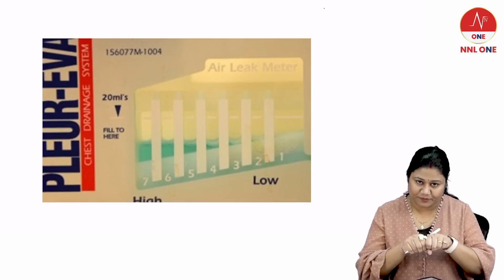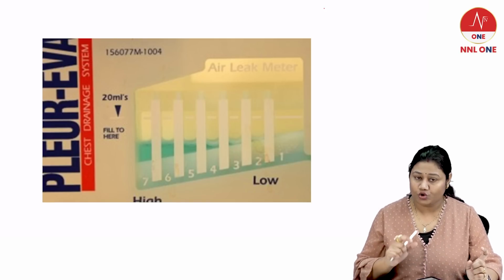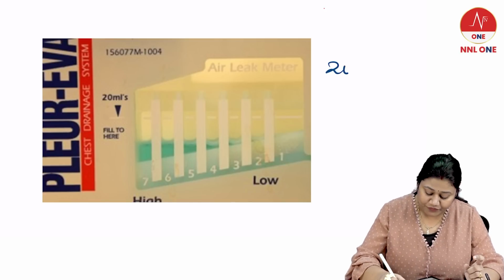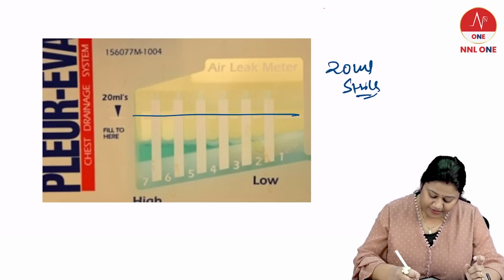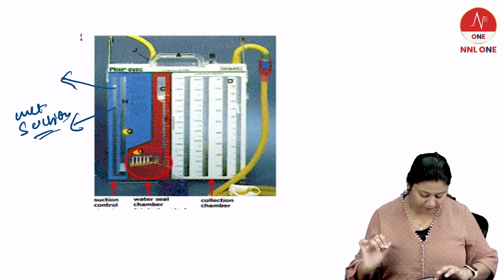Before using this chest tube catheter drainage system, before connecting this underwater seal drainage system with the patient's chest tube catheter, always make sure to prime this drainage bag. How will you prime it? There is an air leak monitor. You have to fill 20 ml of sterile water, which means that the tip should be 2 centimeter deep. It should be 2 centimeter, right? This you need to remember.